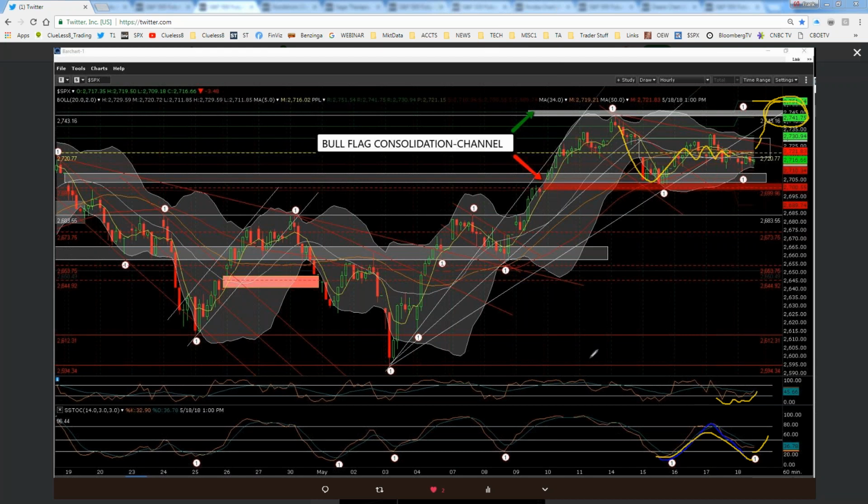Now, the upper end of the gap is 27.30. That's 10 points from here, roughly 70 points on the Dow. Once it hits that, you can clearly see it hits a resistance level: the upper Bollinger and the downtrend line that I drew.